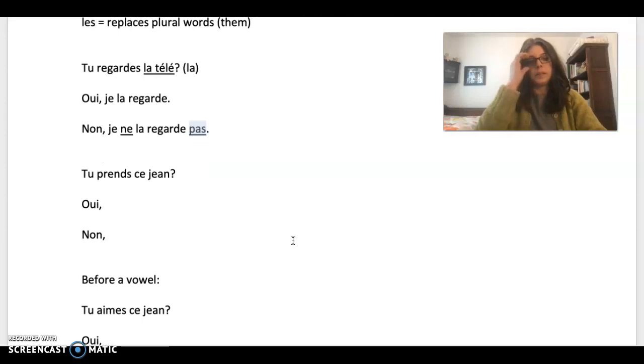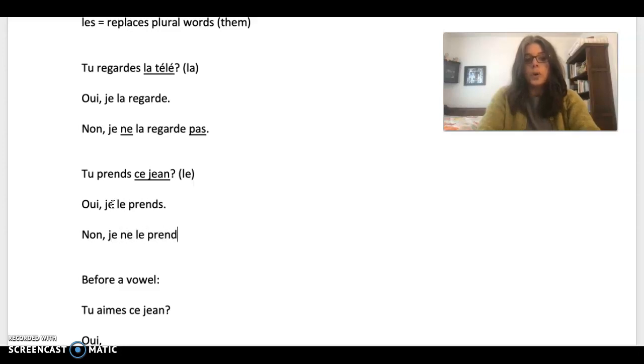All right, let's try a masculine one. Tu prends ce jean? You're taking this jean, this pair of jeans, I guess we say in English. So here's the direct object, ce jean. We're going to replace it with le. And we're going to move it. So it would be, yes, I'm going to take it, or I take it. Oui, je le prends. And if it was negative, we put the ne pas around the pronoun and the verb. So we have non, je ne le prends pas.